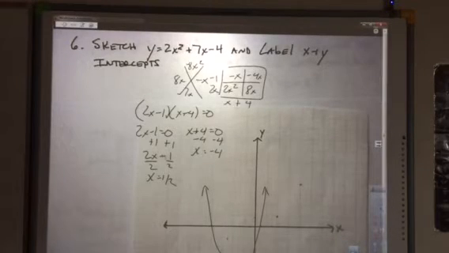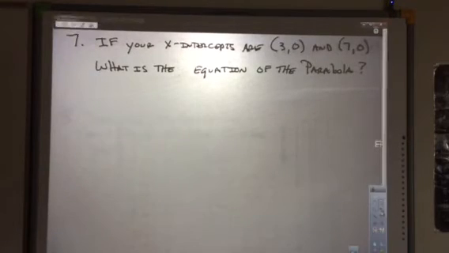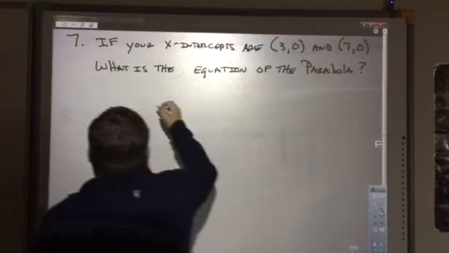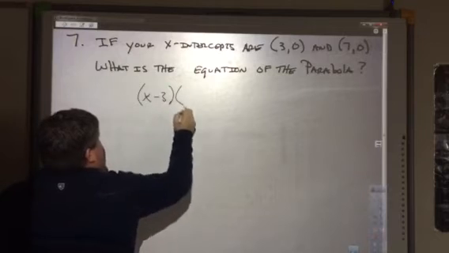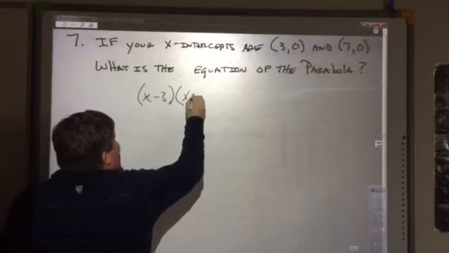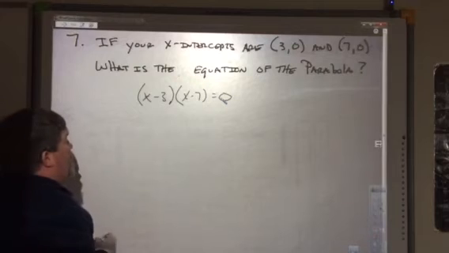Number 7. Number 7 is we've got to work backwards. They give us our x-intercepts. 3, 0. We know at one point this was x minus 3. 7, 0, that was x minus 7. Okay, so we went backwards.